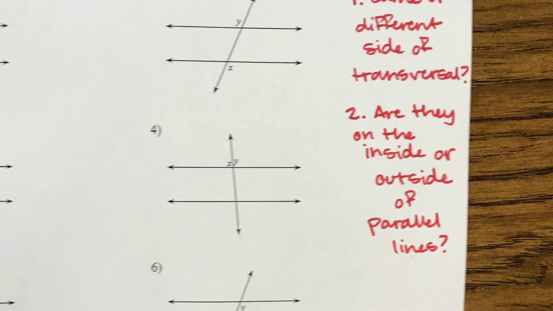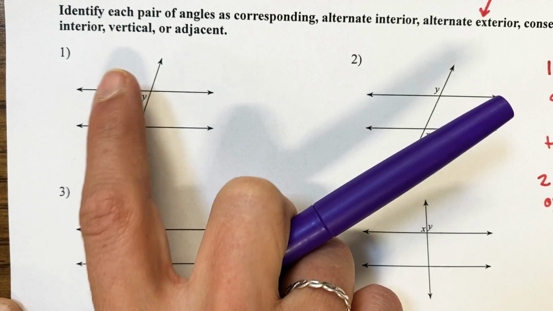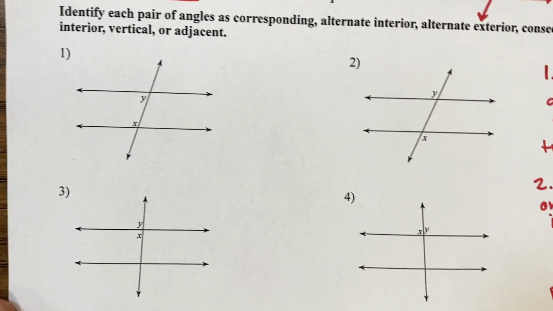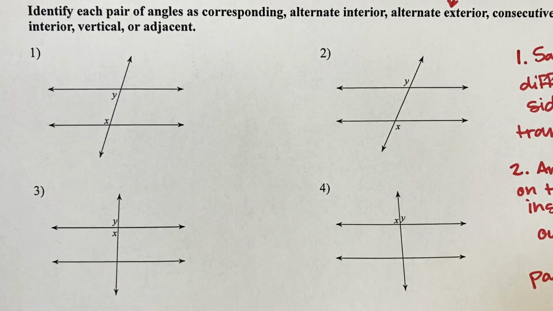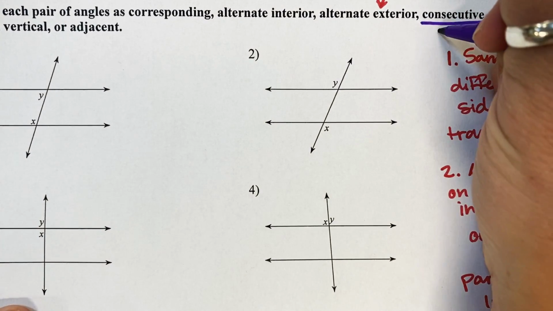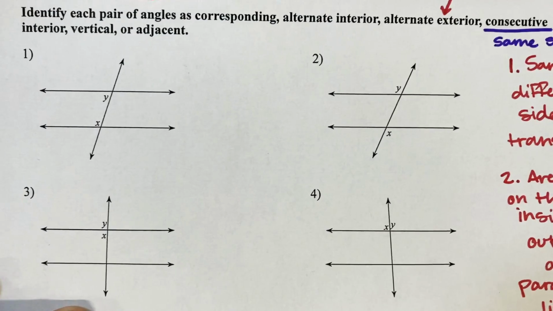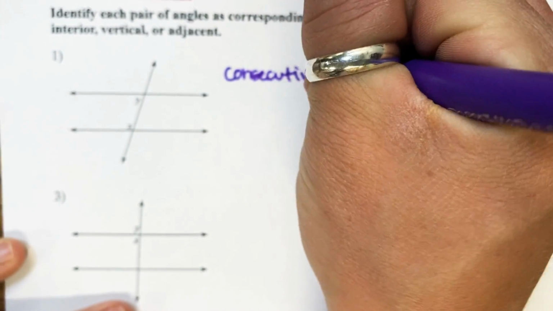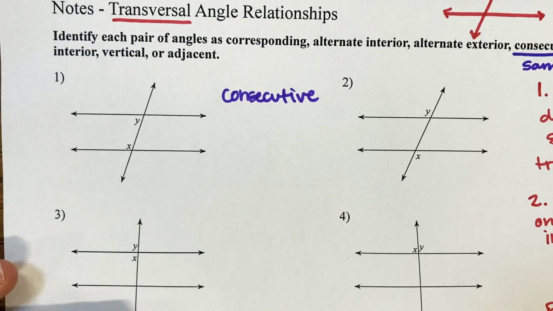So let's go ahead and look at number 1. Let's ask ourselves this first question. Are X and Y on the same side or different sides of the transversal? We see that they're both on the left side. So that tells us the word that means same side is consecutive. In fact, let's put that under consecutive, same side. So we're gonna start labeling this as consecutive. Well, we have 2 options, consecutive interior or exterior.